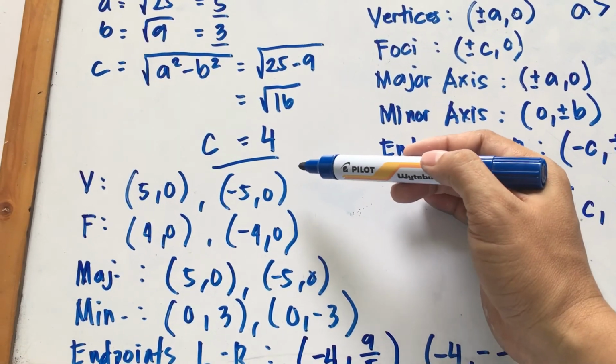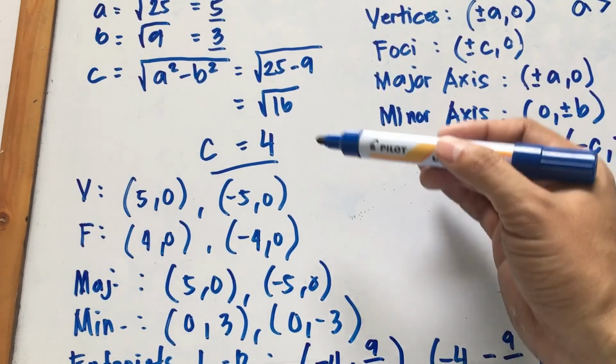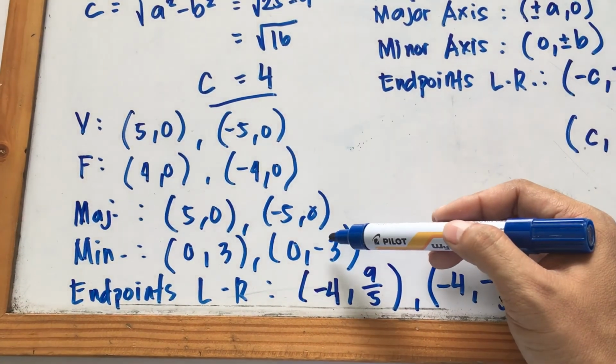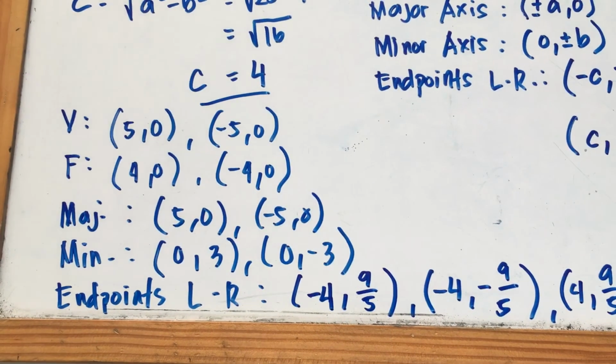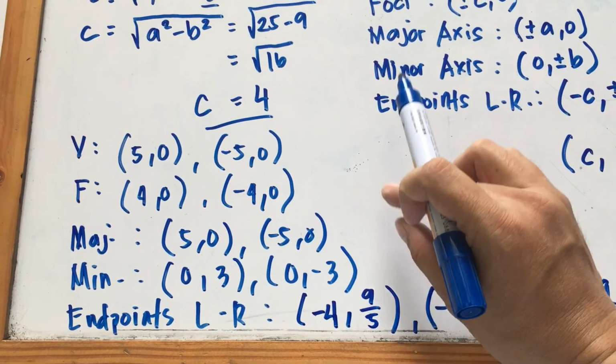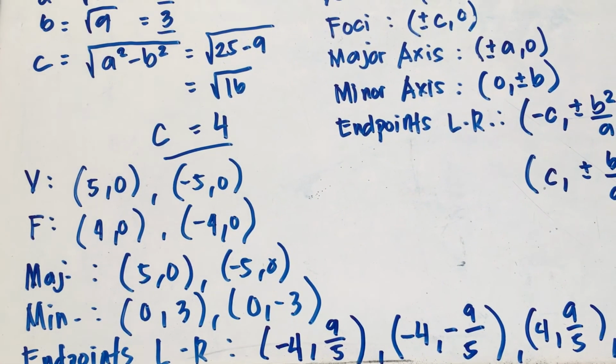Before we can graph our ellipse, we need to find the vertices, the foci, the major axis, the minor axis, and the endpoints of the latus rectum. These are the important points for us to graph our ellipse. Okay? Thank you so much.